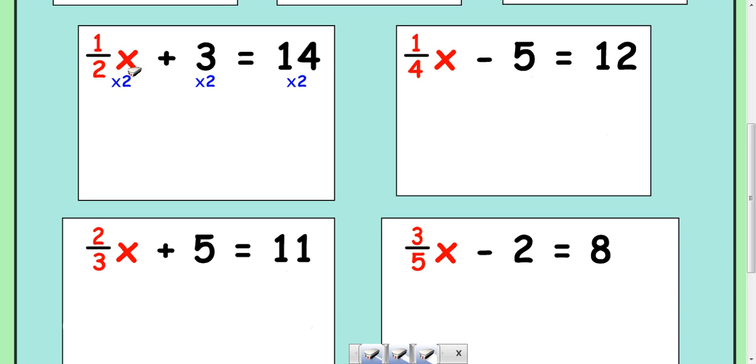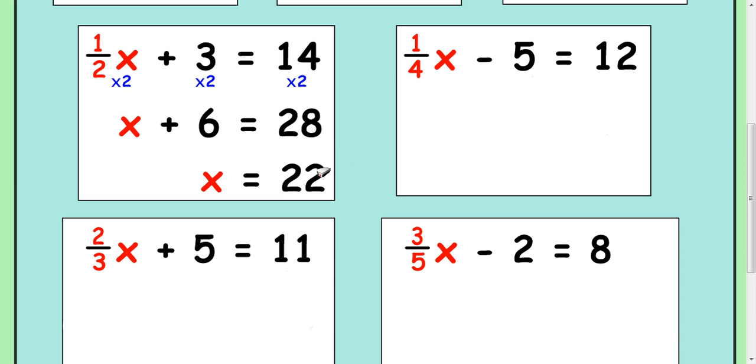So if I double this, I'm just going to get x. Double the 3 and I get 6. Double the 14 and I get 28. Now I've got an easy equation to solve because I've eliminated the fraction. Take away 6 from both sides, x is 22.